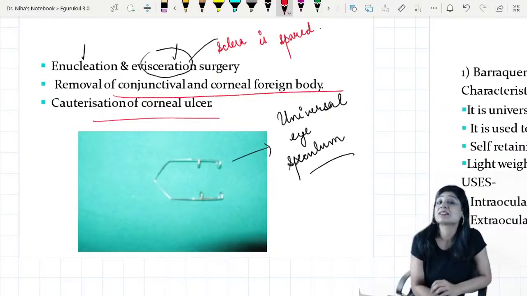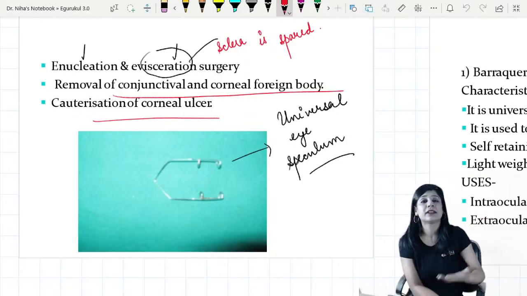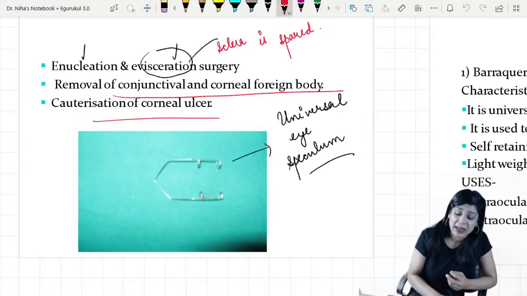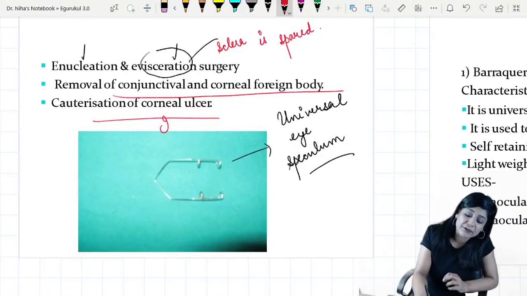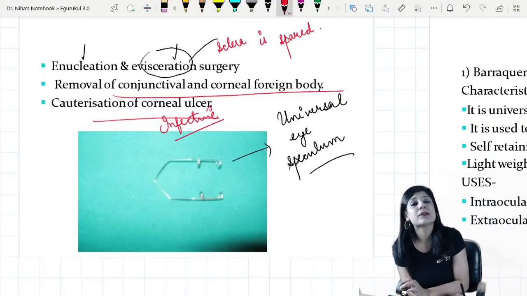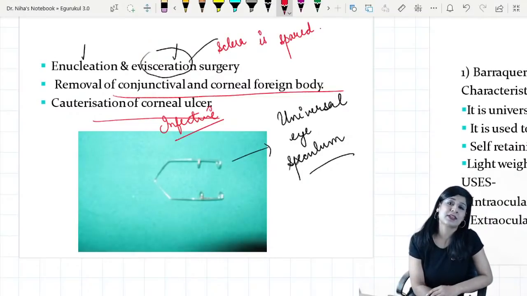See, corneal ulcer is again a very important topic, and again you should be well prepared to give any answer on corneal ulcers. Especially when I am talking about corneal ulcers, I am talking about the infective corneal ulcers. And which infection is actually most common? It is the bacterial infection, and that is your Staph aureus.